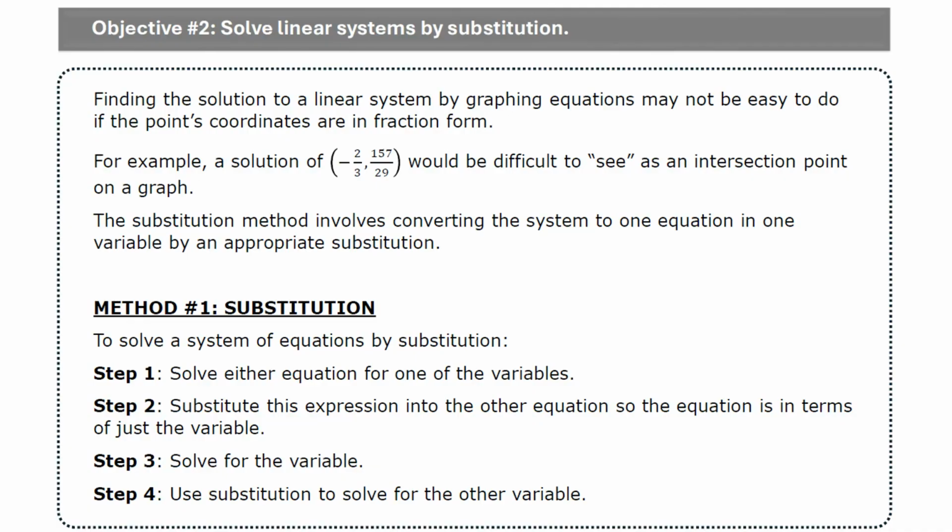The substitution method involves converting the system to one equation in one variable by an appropriate substitution. So this is our first method to solving a system of linear equations. To solve a system of equations by substitution, your first step is to solve either equation for one of the variables. Step 2, you're going to substitute this expression into your other equation so the equation is in terms of just the one variable. Step 3, you will solve for the variable.